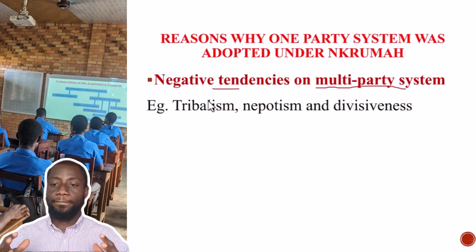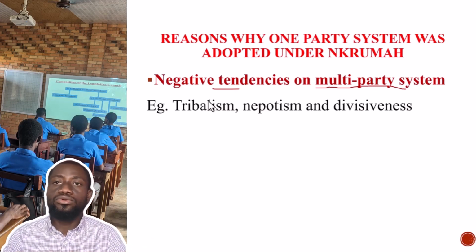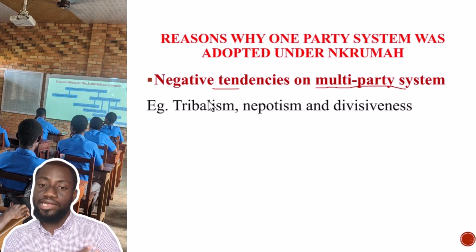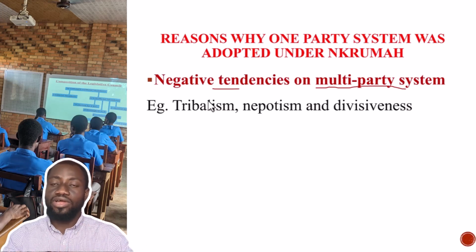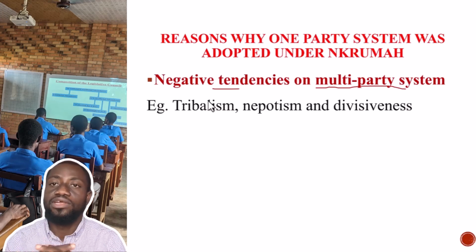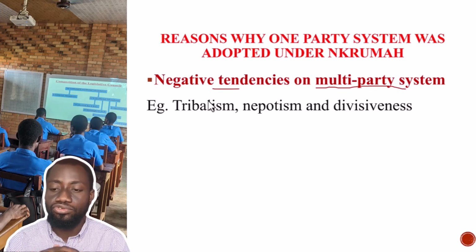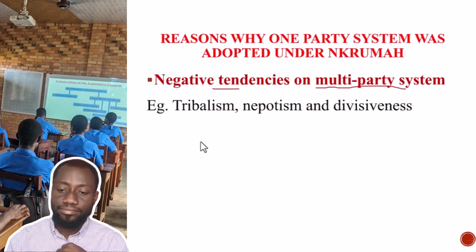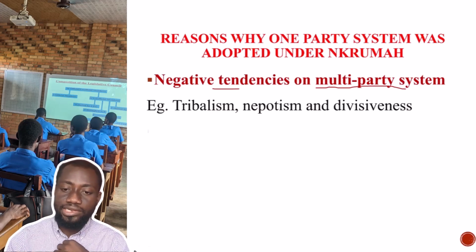So to Nkrumah, these tendencies were not healthy for the newly independent country. And for us to be focused as a country, we needed to avoid a multi-party system and go the one-party system, so that these tendencies would be eliminated. All right, good. Now let's take a look at the next one.